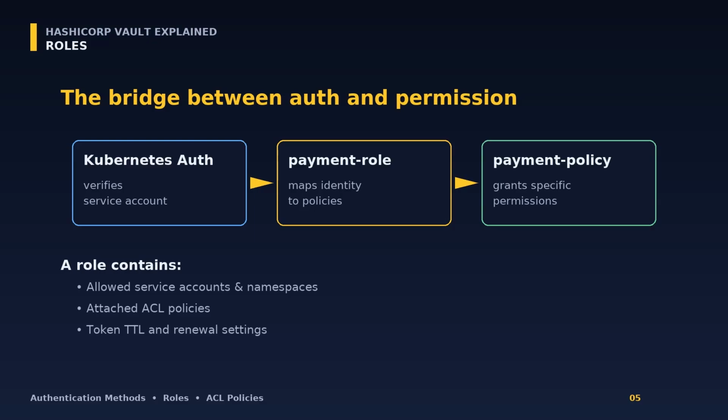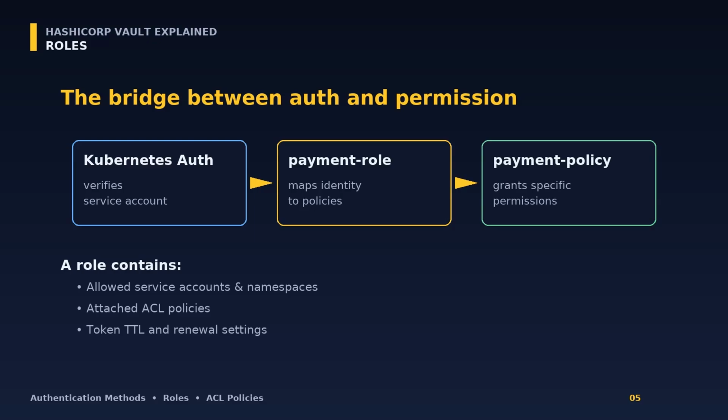That role contains configuration like which Kubernetes service accounts are allowed, which namespaces are allowed, which Vault policies are attached, token TTL, and renewable token settings. The role itself does not contain permissions. Instead, it attaches one or more ACL policies.